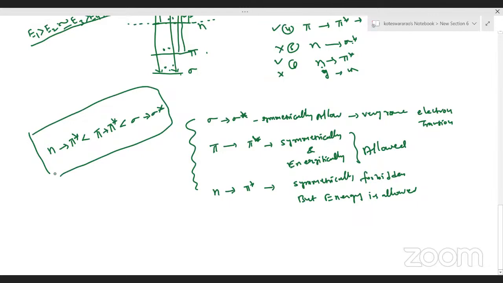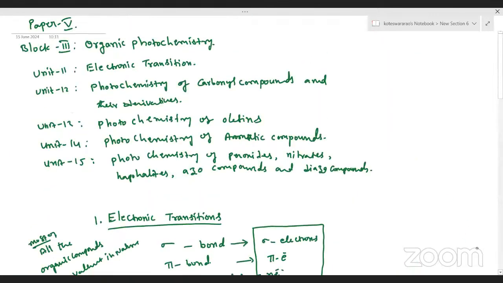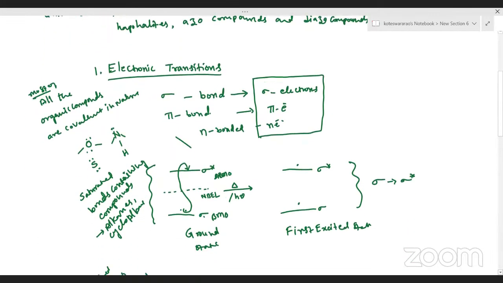After understanding these transitions, you need to understand the minimum energy requirement for each transition. In the sigma to sigma star transition, suppose we are providing light energy, it requires only 154 nanometers of light. The wavelength of the light is 154 nanometers.